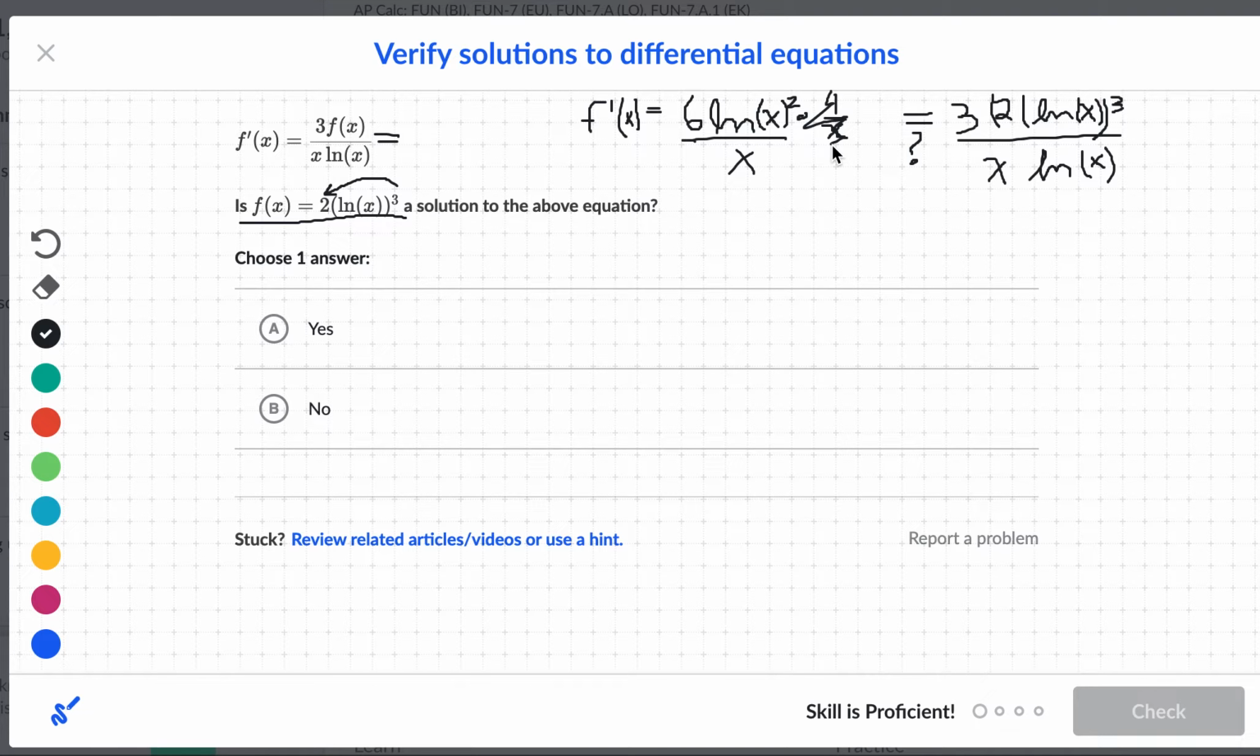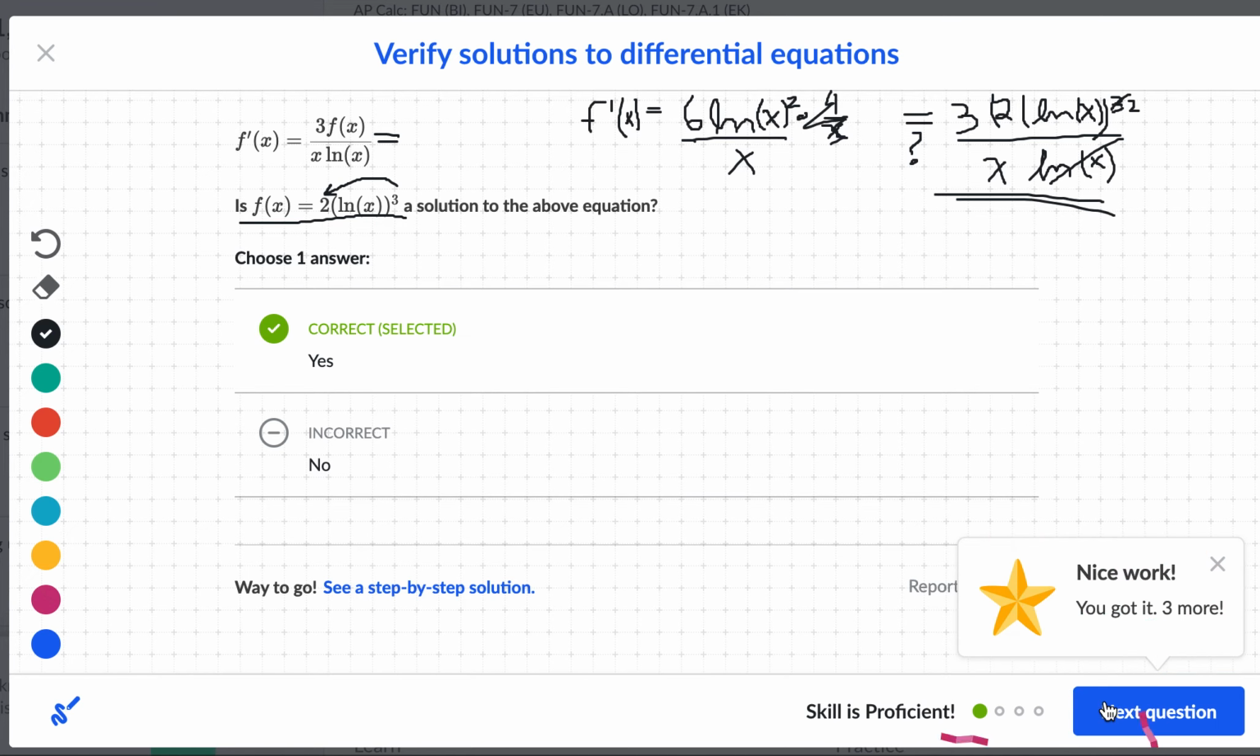And now I have to ask myself, is that the same as this thing here? Well, if I cancel an ln of x, I'm going to have 3 times 2, which is 6 ln of x to the second, and that will be over x. So I'm going to say yes, that is verified. Okay? So there'll be more like that. I think you know how to do those.